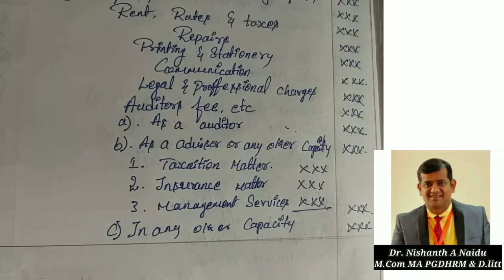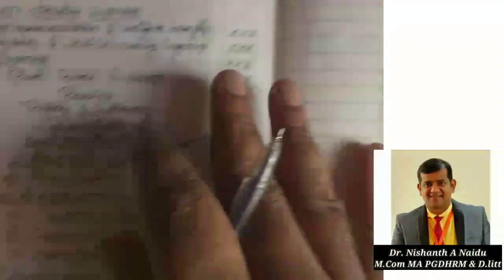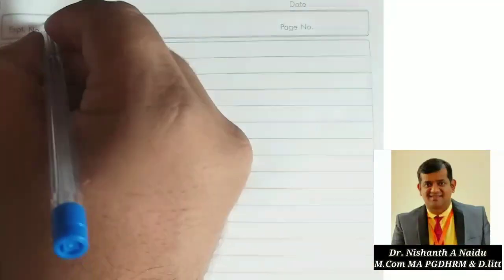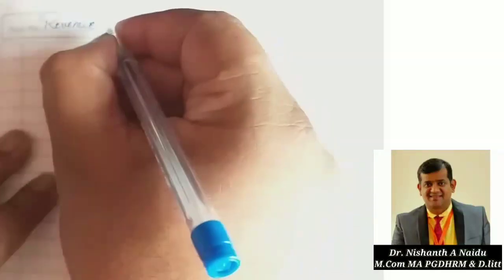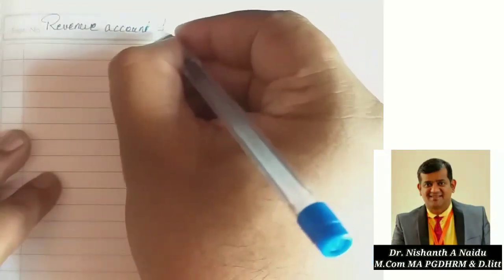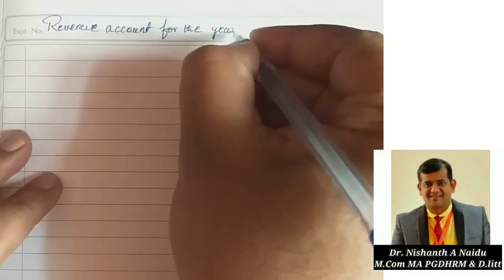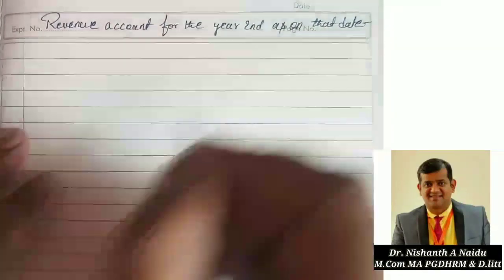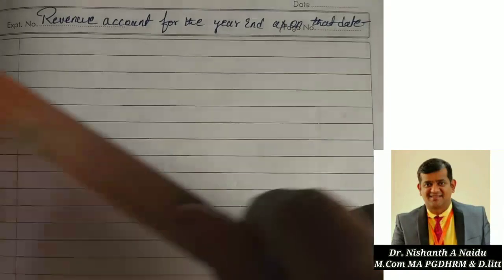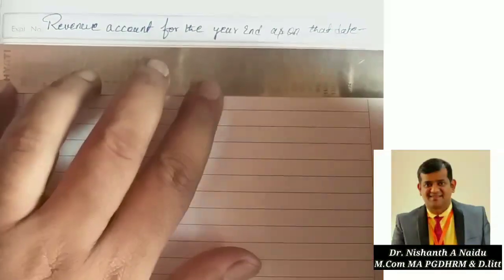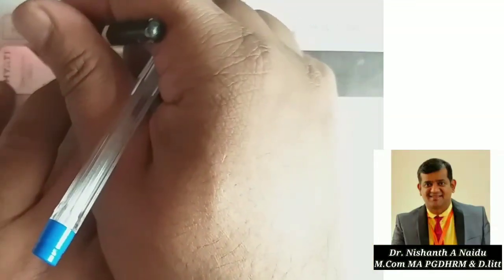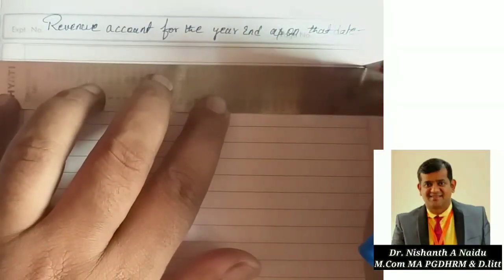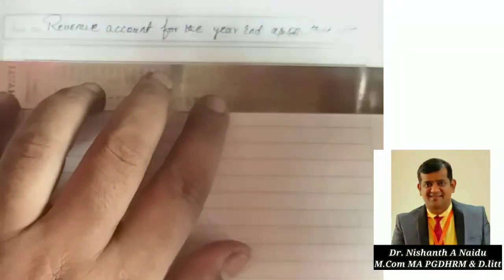Okay, so now we have done the calculation part. So now you have to represent the same account. So let us write the title for this now. Revenue account for the year ended as on that date. So now you know, in the last one we calculated a detailed account which we have prepared. So now we are going to represent. Let us represent our revenue account.